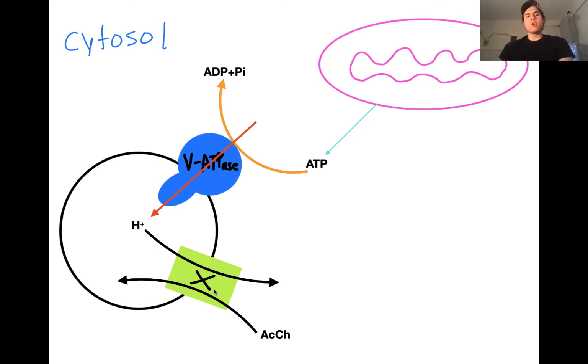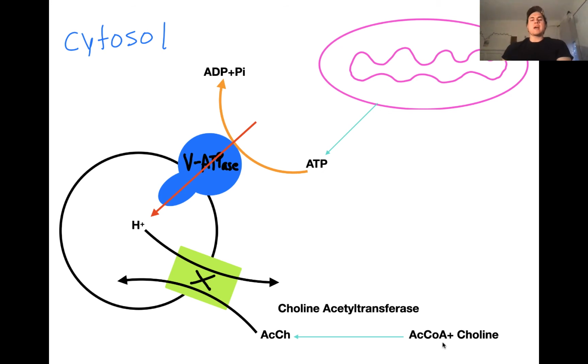Now, this acetylcholine doesn't just pop out of nowhere. It has to be synthesized, and it's synthesized from two constituent parts: acetyl coenzyme A and choline. These two reactants react together to form acetylcholine by using a specific enzyme called choline acetyltransferase. So this is how acetylcholine is going to be packaged into the vesicles.